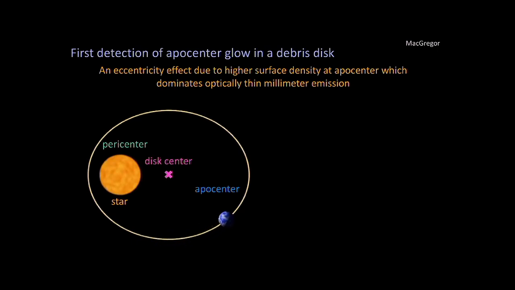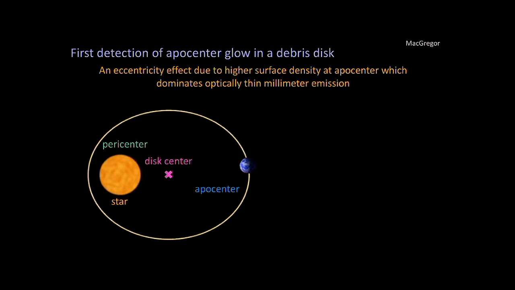If you remember back to Keplerian dynamics, objects on Keplerian orbits move slower at apocenter, right? Sweeping out equal areas in equal times. That means they spend more time in their orbits at apocenter, and we'd predict that there should be a surface density enhancement at the apocenter side of the disk. And this is exactly what we see with ALMA. We see this brightening at apocenter, because when we look in millimeter wavelengths, we're assuming this is optically thin emission, so we're sensitive to the surface density of material.